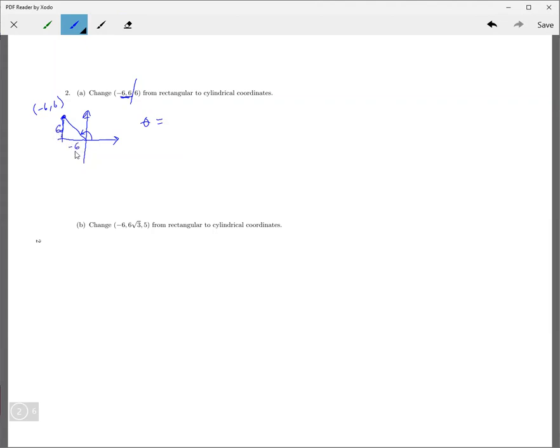Anybody? Negative. Is it 90 plus 45? 90. Wait, what? 90. Oh, it's 90 plus 45, right? It's a 90 plus a 45. Yeah. Okay. We need to put it in radians, though.